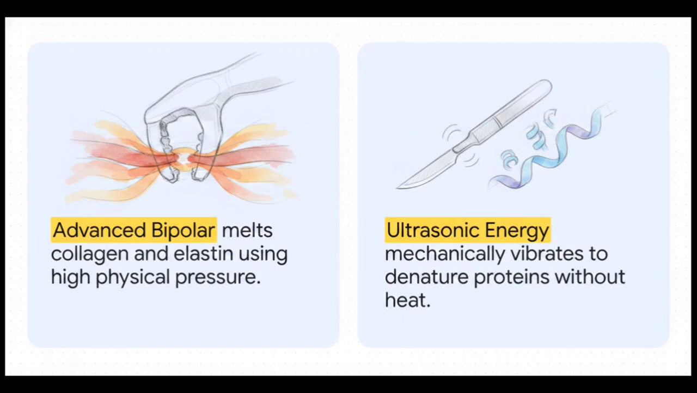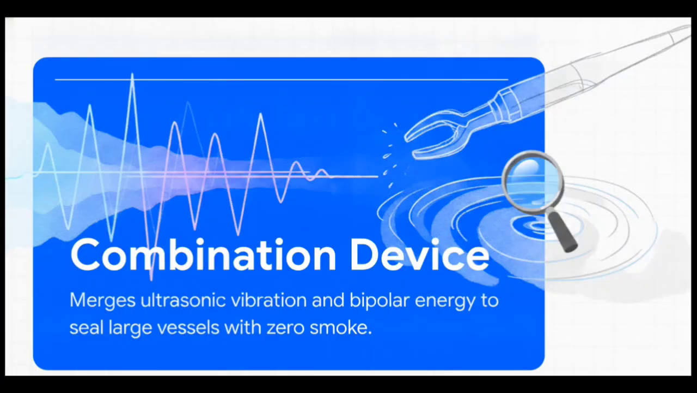On the other side is ultrasonic energy, like the harmonic scalpel. This uses zero electrical heat. Instead, a handheld transducer mechanically vibrates a blade at up to 50,000 hertz. It physically whisks the proteins apart, kind of like whisking an egg white, achieving complete denaturation and hemostasis through pure vibration. And then you have combination energy devices like the Thunderbeat, which take us right to the bleeding edge.